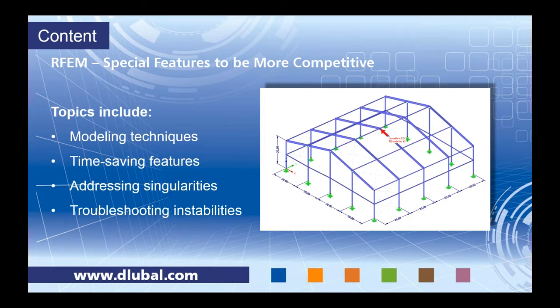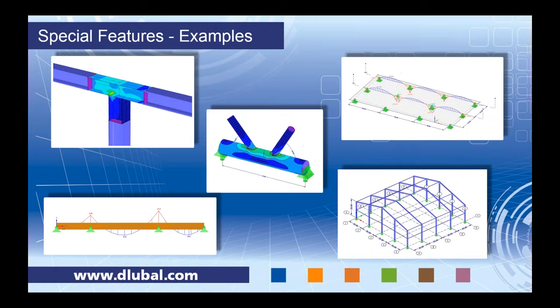I don't think there's a single engineer out there who has modeled that hasn't encountered an instability of some sort. So today I just want to show you some features in RFEM that I think help you troubleshoot these instabilities and to overcome them quickly. And today's examples will be these five examples here. You can see a couple are more focused on the finite element surface elements, and the other three are more focused on beam and foundation and structures of the sort.